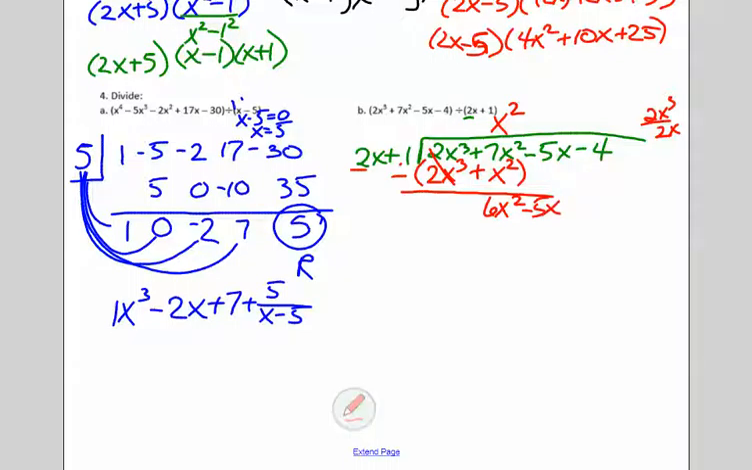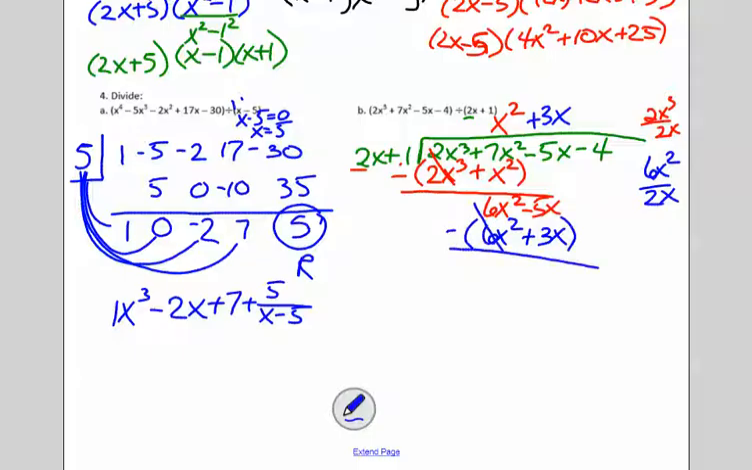Okay, now you're thinking 6x squared divided by 2x. That's going to give you 3x. So my 3x goes here. Multiply 3x times 2x, and I get 6x squared. 3x times 1 is 3x. And you subtract. First terms cancel out. Negative 5x minus 3x is negative 8x. Bring down the minus 4.